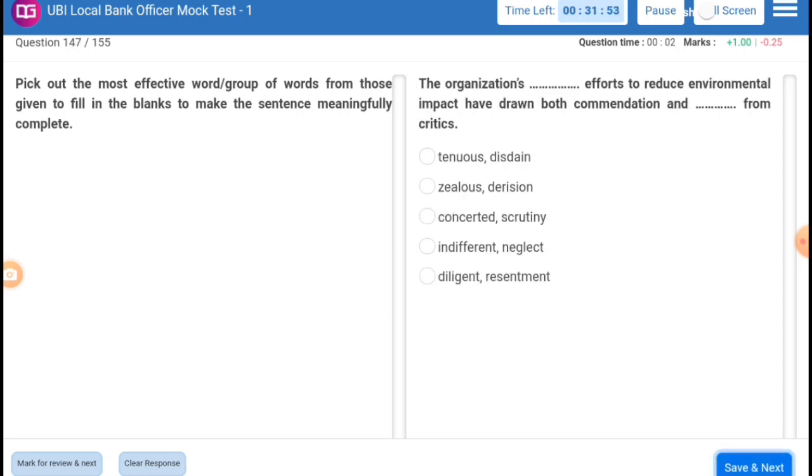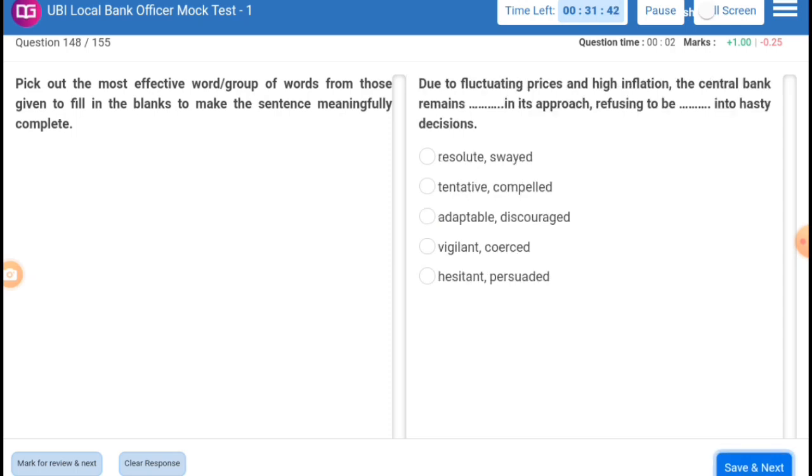The organizations' concerted efforts to reduce... Due to fluctuating prices and high inflation, the central bank remains tentative in its approach.